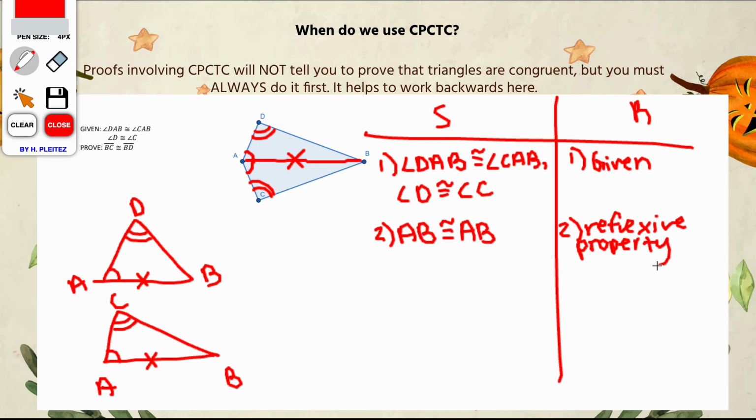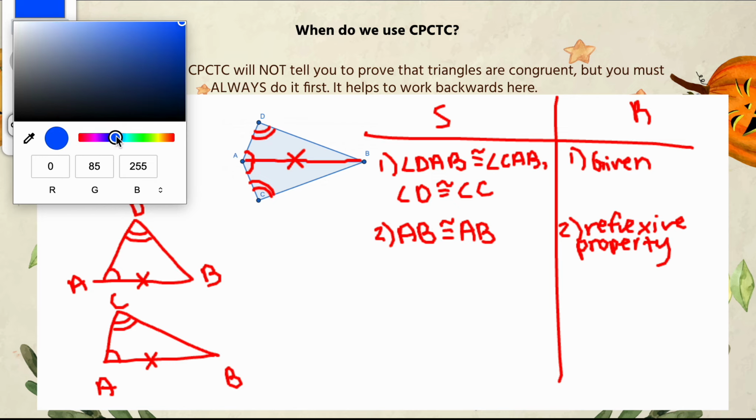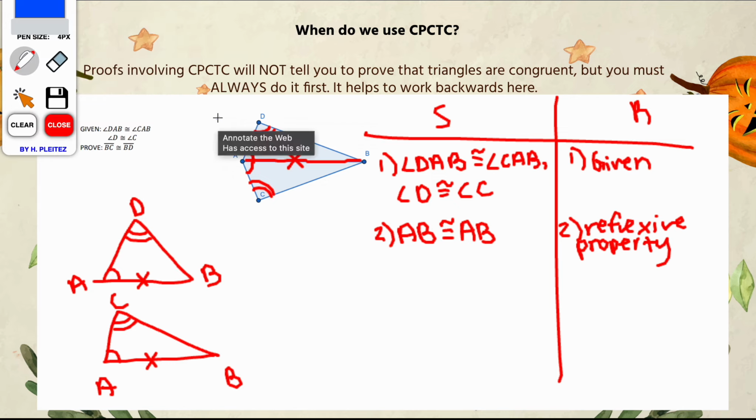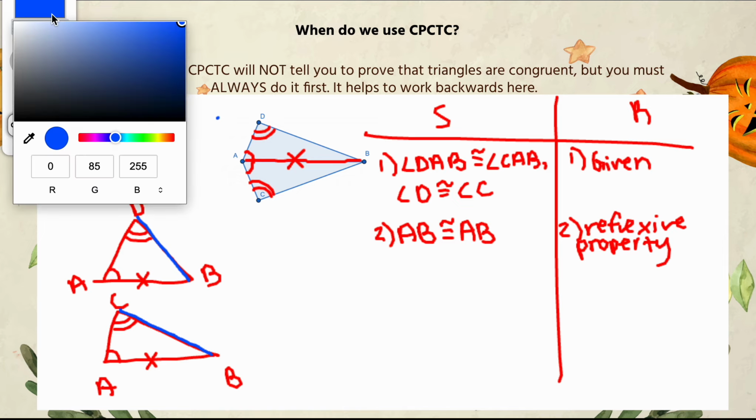Now once I label, I want to go back and analyze: do I have enough to prove that my triangles are congruent yet? I know I need to do that first. Again, what we're trying to prove, and sometimes drawing these triangles in the same orientation will help you with this, is that BC is congruent to BD. The first thing that stands out to me is that those are in the same position, they're corresponding. So I want to use CPCTC, but I cannot do that unless I know the triangles are congruent.